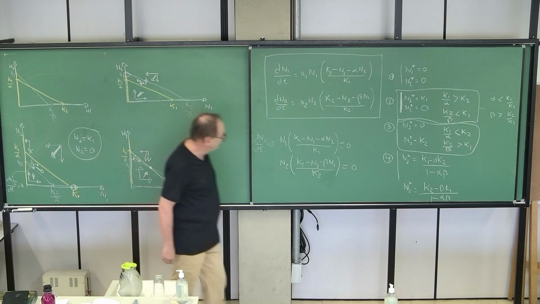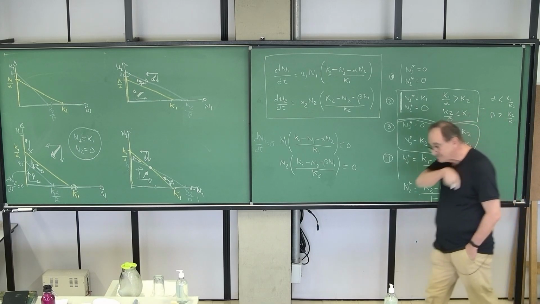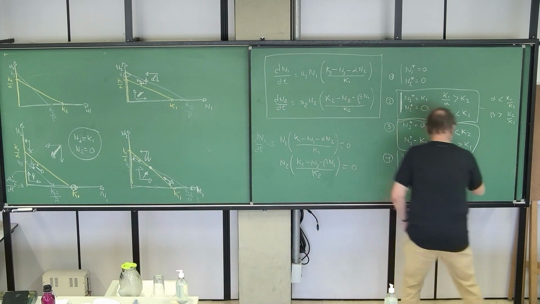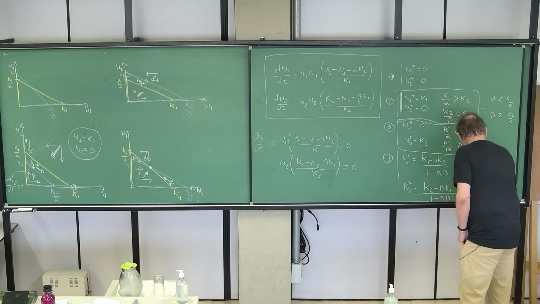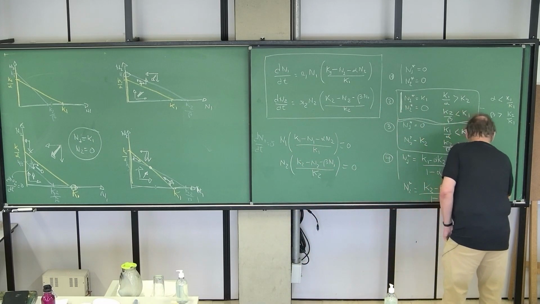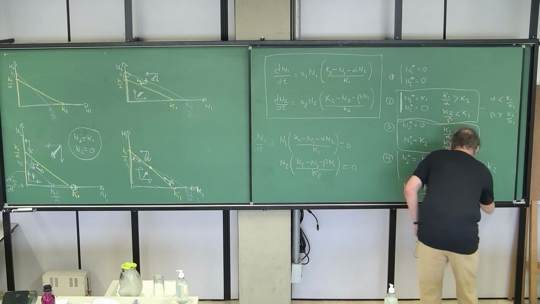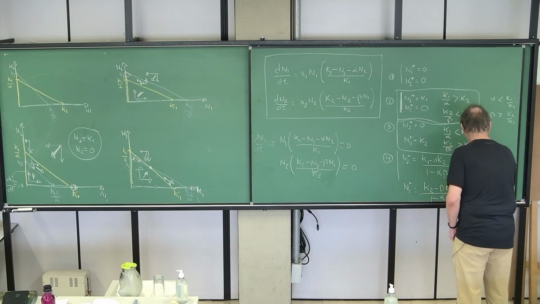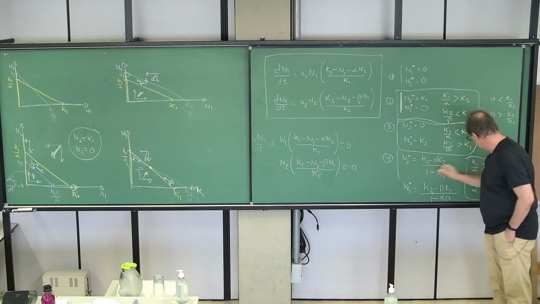So this coexistent fixed point is stable if, therefore, K1, let me write it in a better way, K1 over alpha is bigger than K2, and K2 over alpha is bigger than K1. So under these conditions, this point is stable here. Okay?